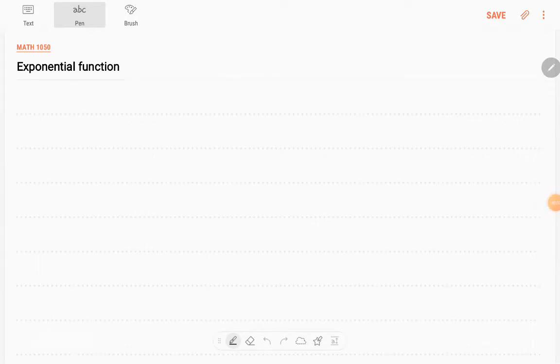Here I want to talk about the exponential function. So the exponential function is given by this form, y equals f of x. What's that? This would be b to the x. So x is on the power. Okay, so here we have some requirements for this b.